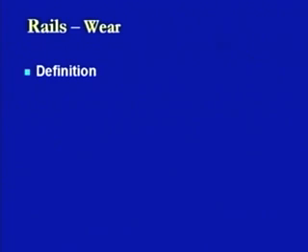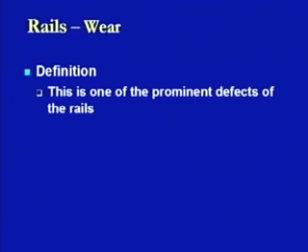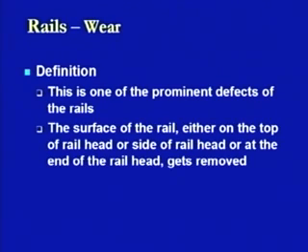Now, how do we define wear? Wear is one of the prominent defects of the rails. In this case, the surface of the rail, either on the top of the rail head, or the side of the rail head, or at the end of the rail head, gets removed. So, in this case some section of a part of a rail is removed. Most of the time these things happen at the rail head.